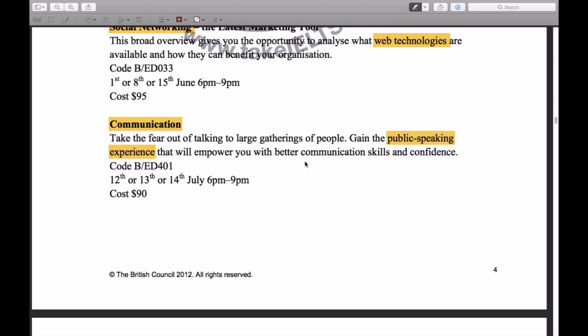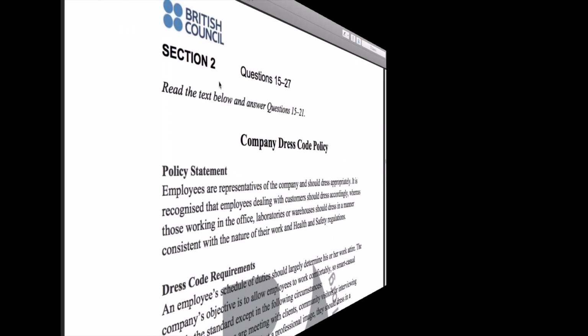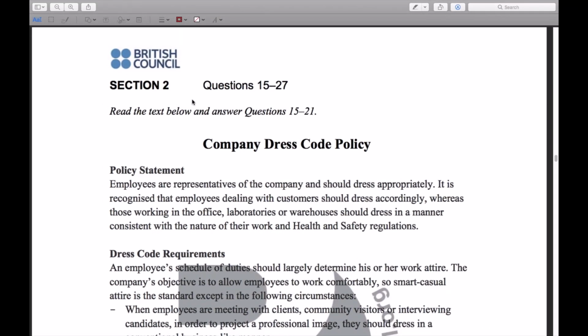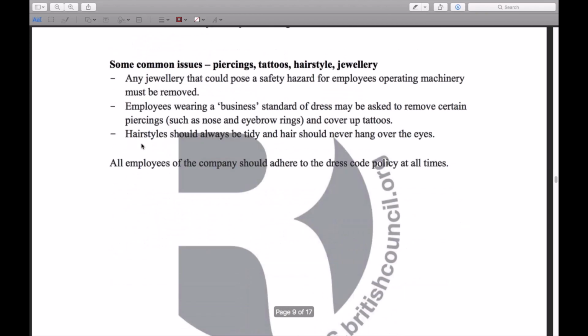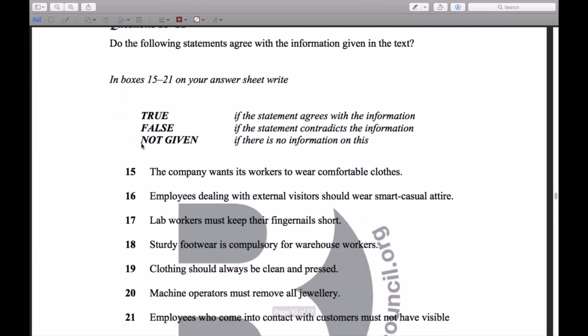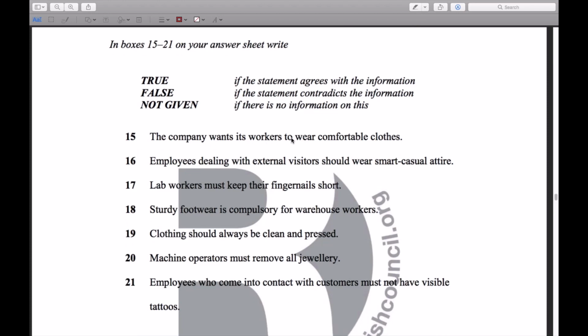Right, now let's look at a different set of questions for true false. These questions are from section 2, so they should be a bit more difficult than the previous one. So we go to see the questions first. The company wants its workers to wear comfortable clothes. Employees dealing with external visitors should wear smart casual attire. Lab workers must keep fingernails short. Sturdy footwear is compulsory for warehouse workers. Clothing should always be clean and pressed. Machine operators must remove all jewelry. And employees who come into contact with customers must not have visible tattoos.